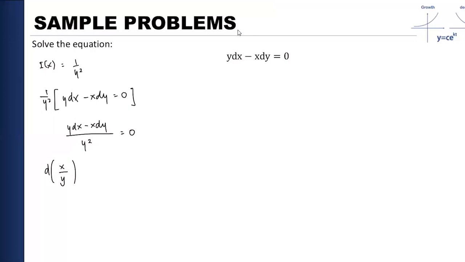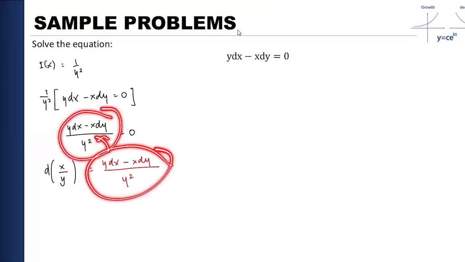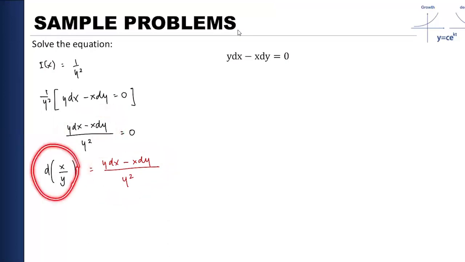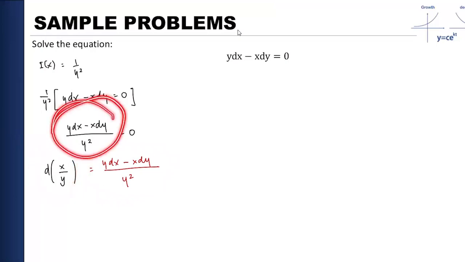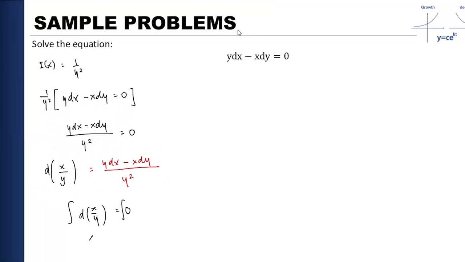Now once you try to derive that, that is y dx minus x dy over y squared, applying quotient rule. So this value is the same itong value to. Therefore, x over y is an exact differential of this function. Okay? So we have d of x over y is equals to 0. Then we integrate both sides. We have x over y is equals to c. Okay? Or final answer natin is x is equals to cy.